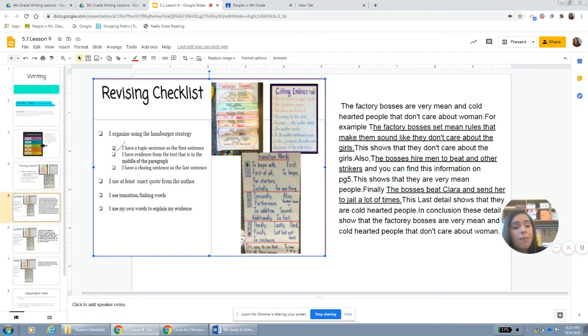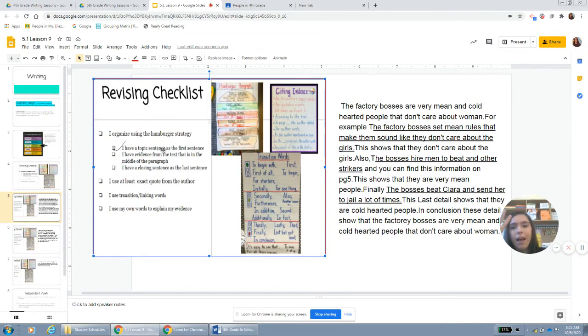Also, the bosses hire men to beat them and other strikers. To be, I think they meant to say Clara and other strikers. That's the second detail. You can find this information on page 5. This shows that they're very mean people. Finally, the bosses beat Clara and send her to jail a lot of times. That is the third detail.